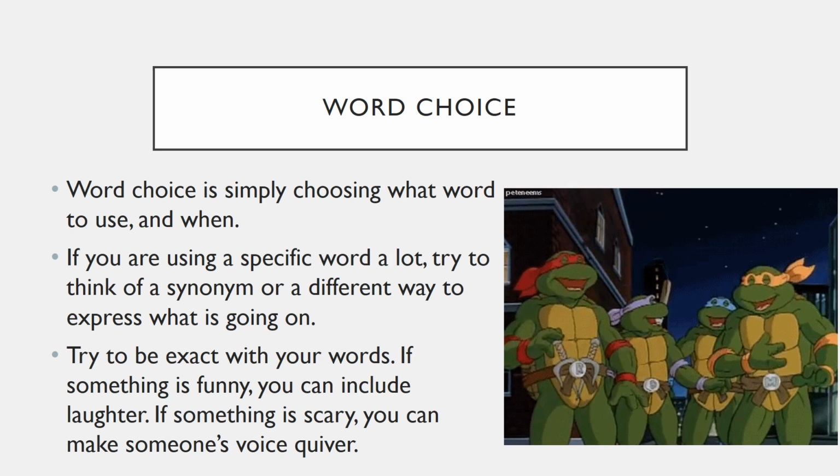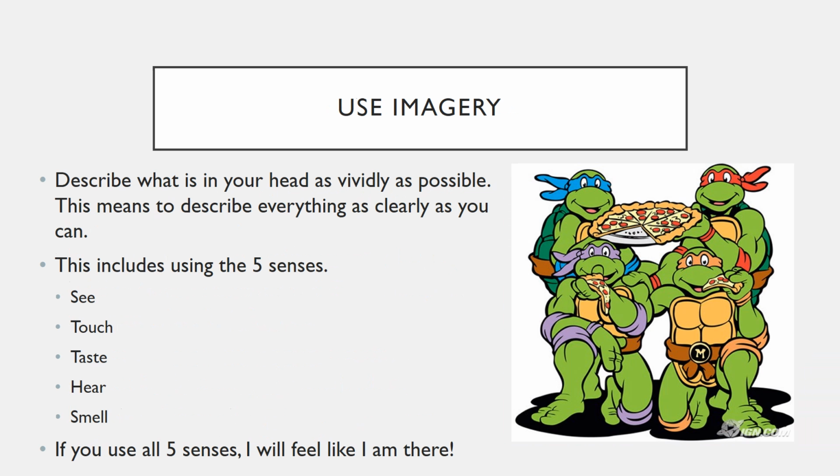Word choice. Word choice is simply choosing what word to use and when. If you're using a specific word a lot, try to think of a synonym or another way to express what's going on. Try to be exact with your words. If something is funny, you can include laughter. If something's scary, you can make someone's voice quiver. So, for example, if Raphael starts to yell, you might say, Raphael started to scream. Raphael started to thunder. By doing this, you're not using the same word over and over. It makes your writing much more interesting.